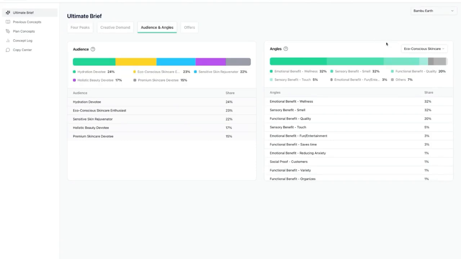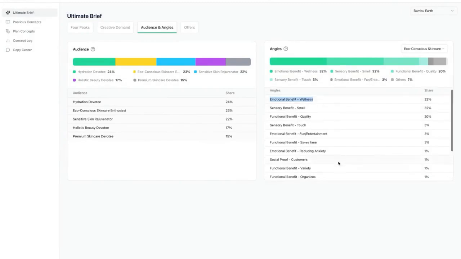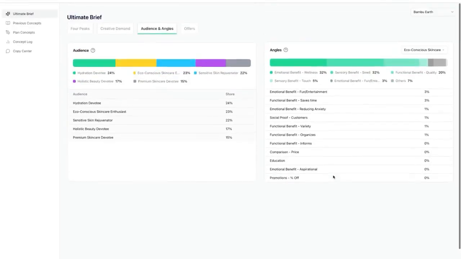I think what's fascinating about that, by the way, sorry, go ahead. Like the eco-conscious skincare enthusiast. It's notable that the first two angles that are interesting to that particular demographic are not the eco-conscious aspect of it. Quality probably would be what that was, the third one down.